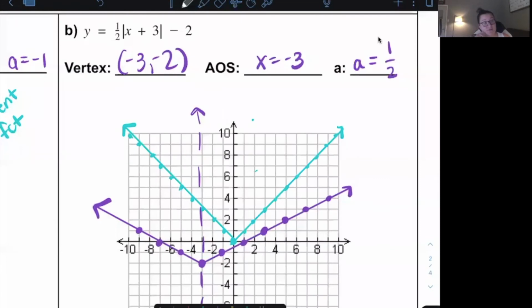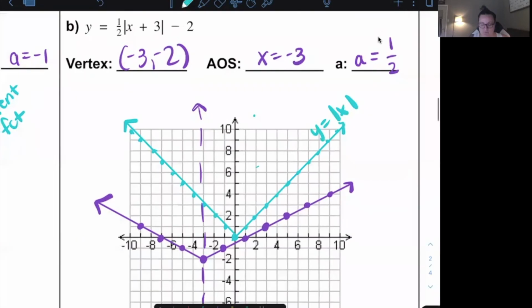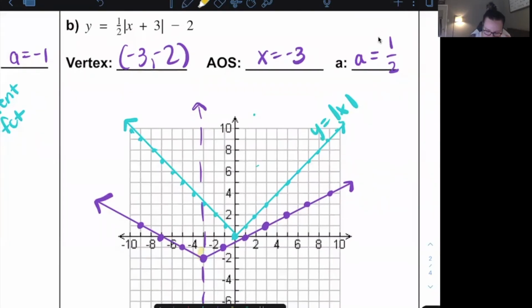All right, so you can see my graph. The blue V-shaped graph is the parent function, y equals the absolute value of x. The purple one is the new function. My vertex is at -3, -2. My axis of symmetry is the vertical line at x equals -3. And I used 1/2 for my slope. So as you can see, I went up 1 over 2, up 1 over 2, etc.